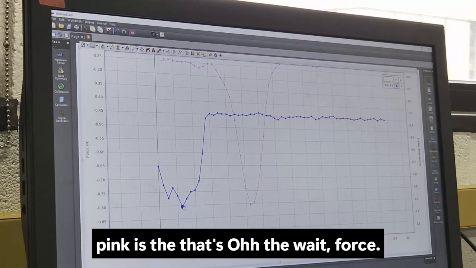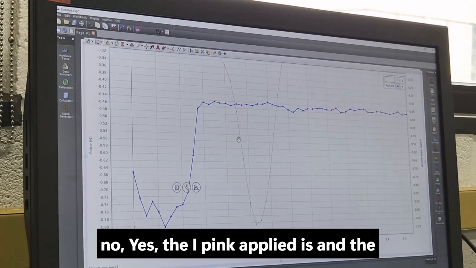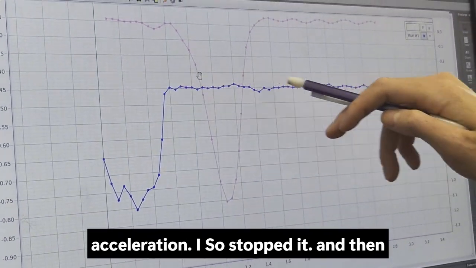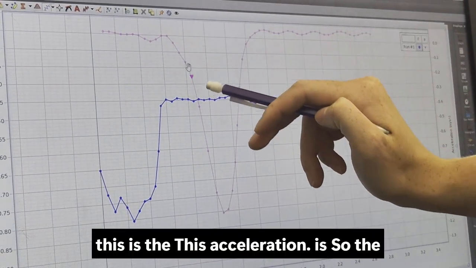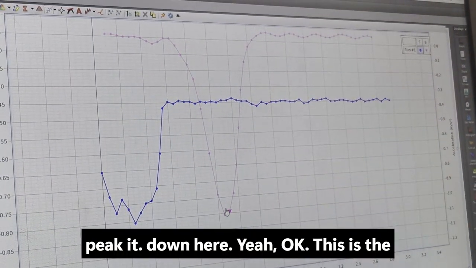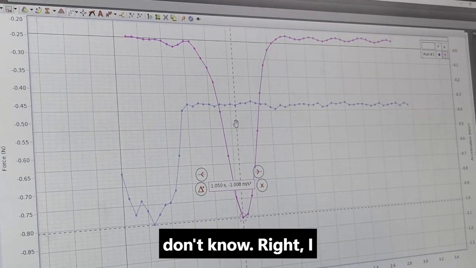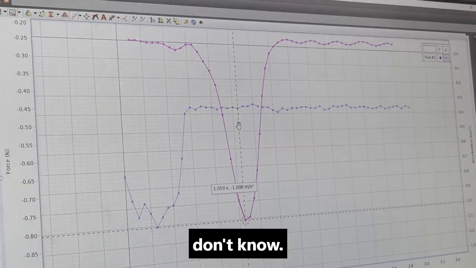Which one? This one? Oh wait, no, the pink is the force. I applied it, and then I stopped, and then this is the acceleration. Is this the peak down here? Yeah. I was supposed to stay longer. Right? I don't know.